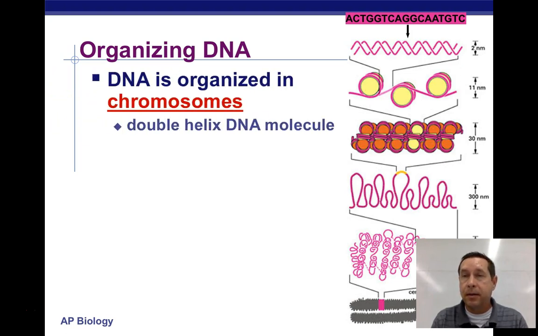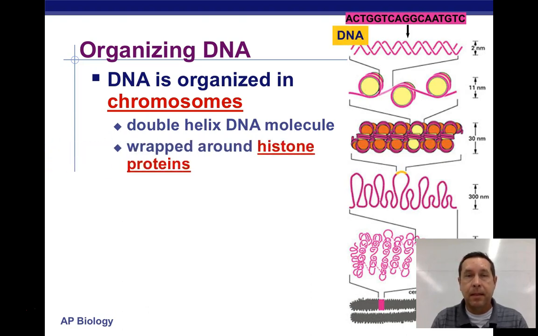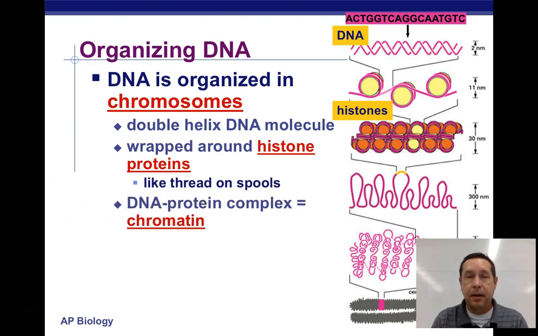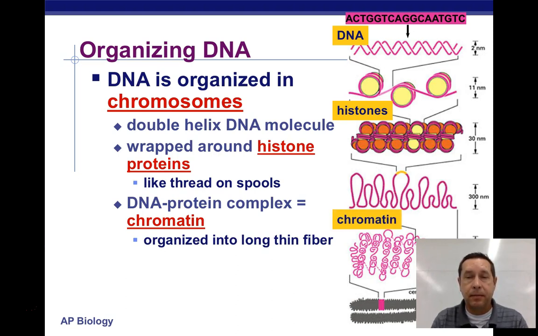So we start with a double helix. Okay, there's our DNA. The DNA wraps around a special group of proteins that form like a spool, called histone proteins. So that kind of coils up the DNA. And it kind of looks like threads on a spool. This is what we typically call chromatin. Long, thin fibers.